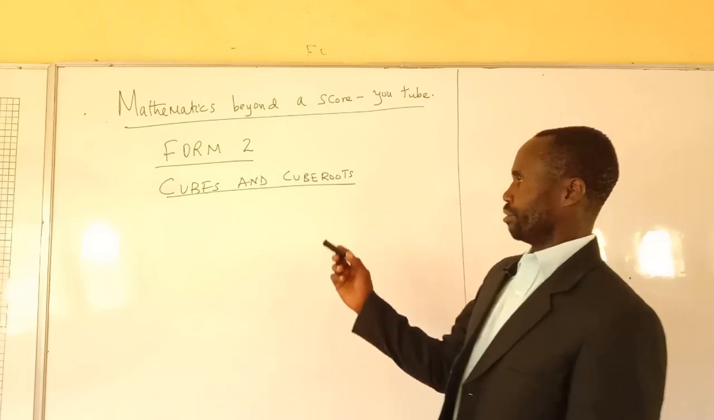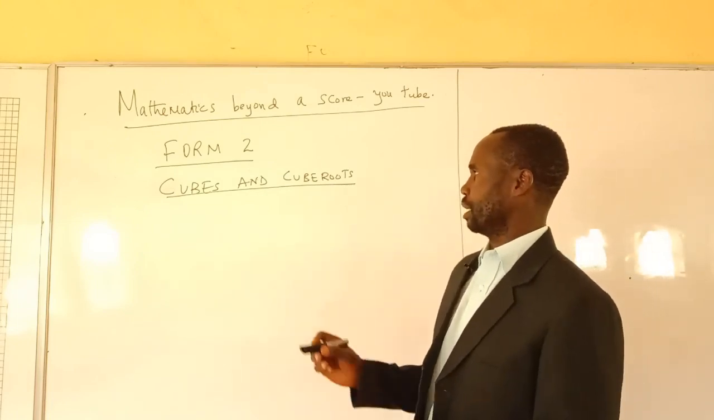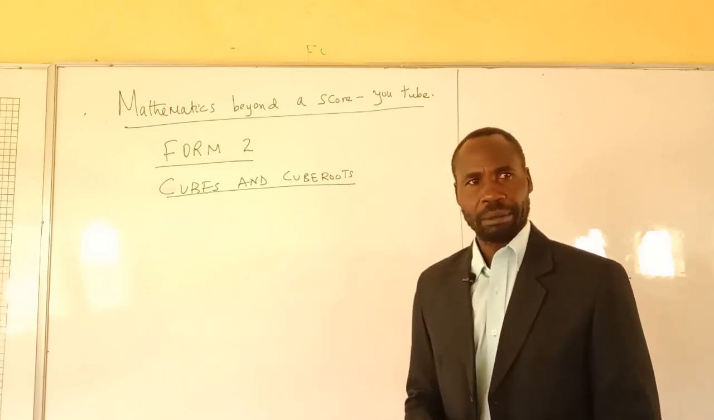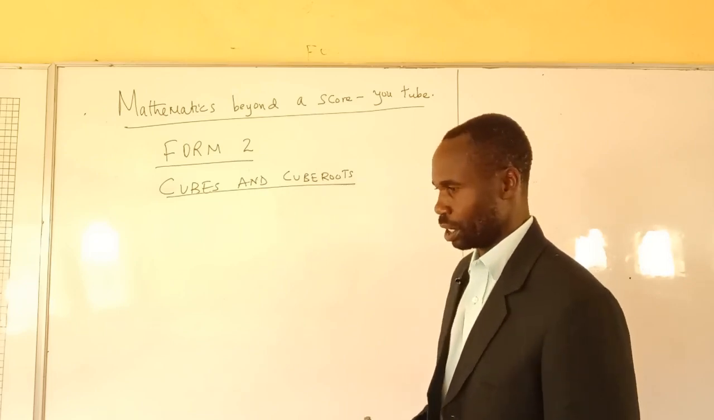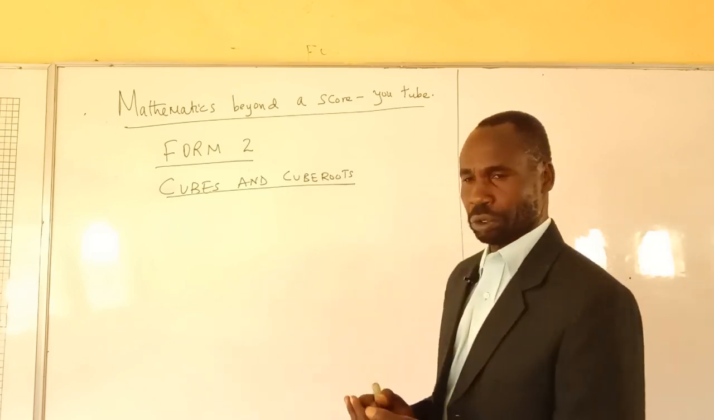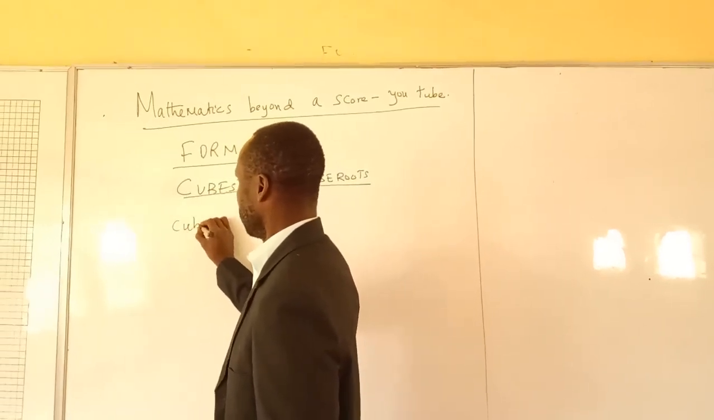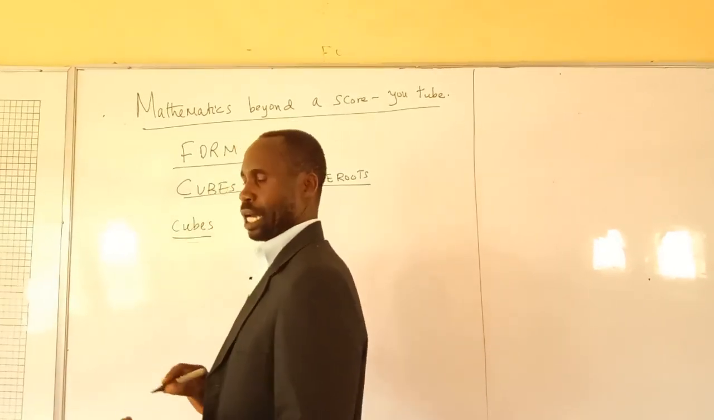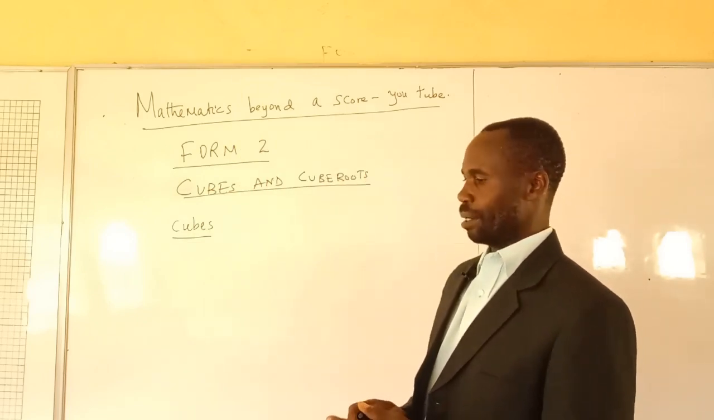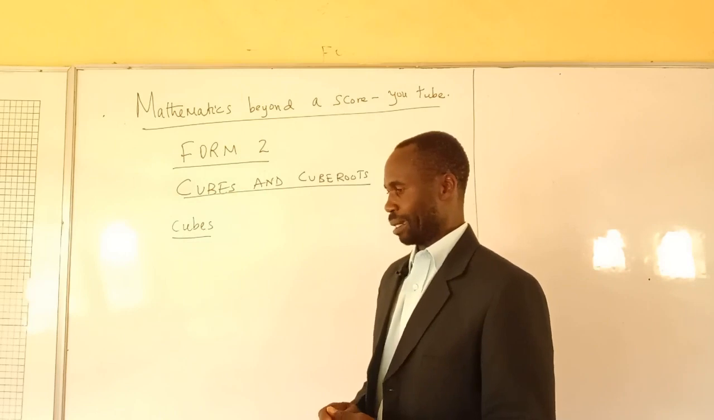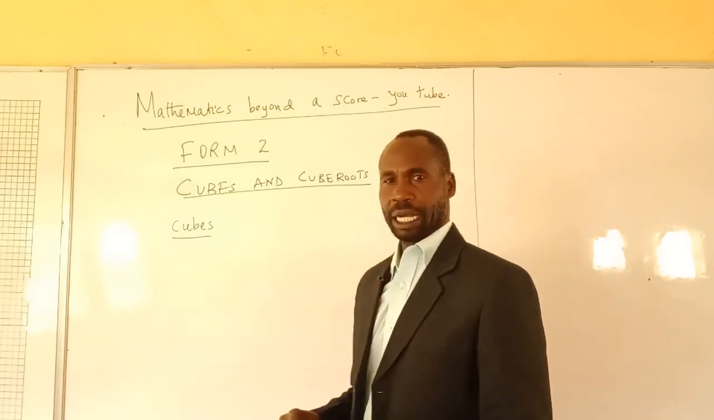Now we are going to look at Form 2 Mathematics. Form 2 Mathematics topic 1 is cubes and cube roots. My students, the topic is easy when you do it slowly by slowly. Cubes and cube roots, we will begin by cubes. We will look at what cubes are, how to work out problems on cubes in terms of factorization, multiplication, and then in terms of using tables to work out cubes.